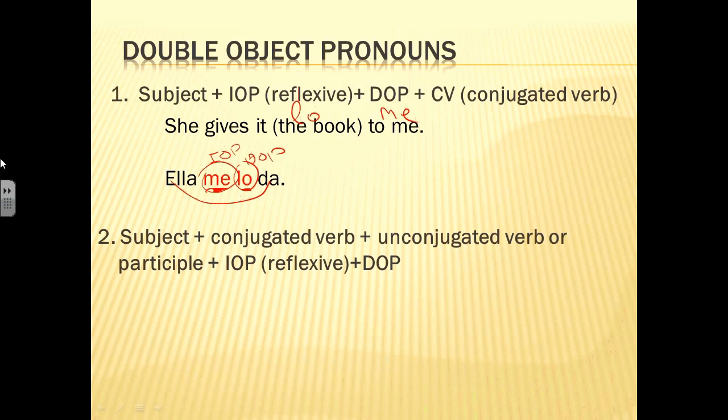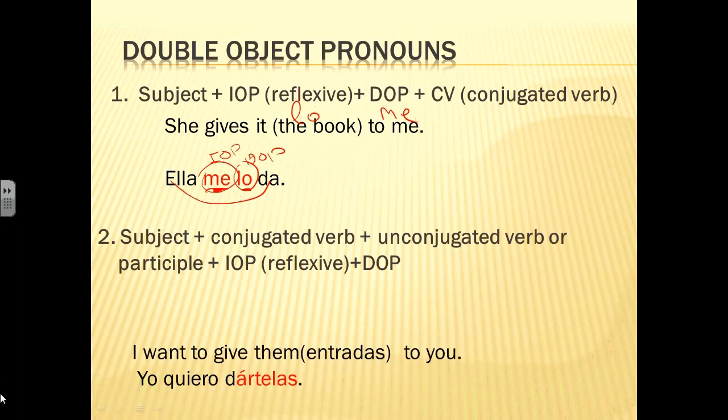You can attach it to an unconjugated verb or the participle, and you do the same thing when you attach it. I want to give them to you. Yo quiero dártelas. So you just attach the person first and then the thing. You could put it in front. You could put yo te las quiero dar. Does not matter. Yo te las quiero dar.